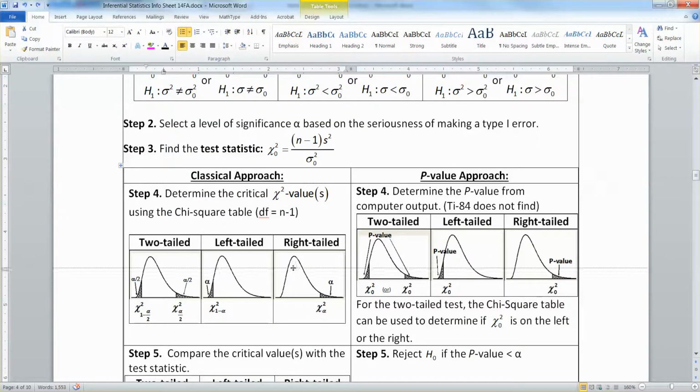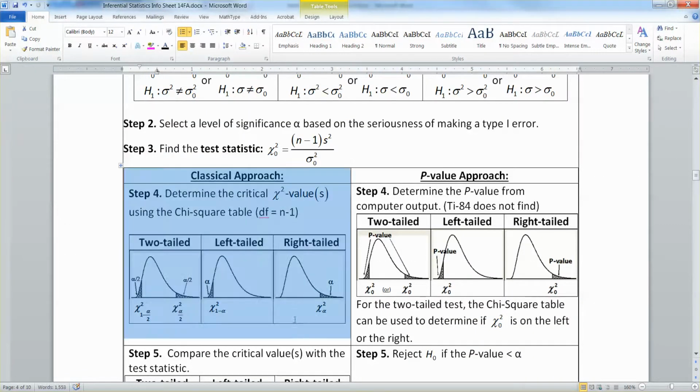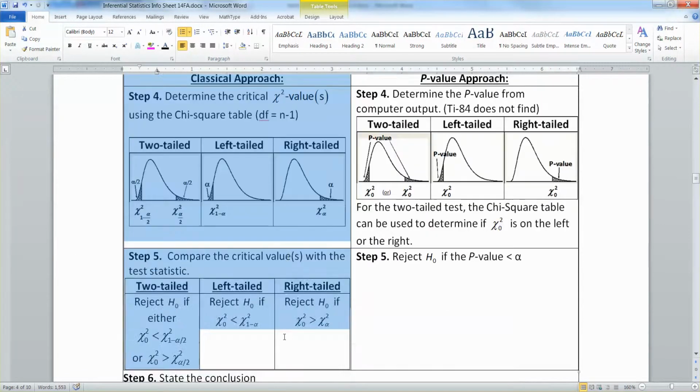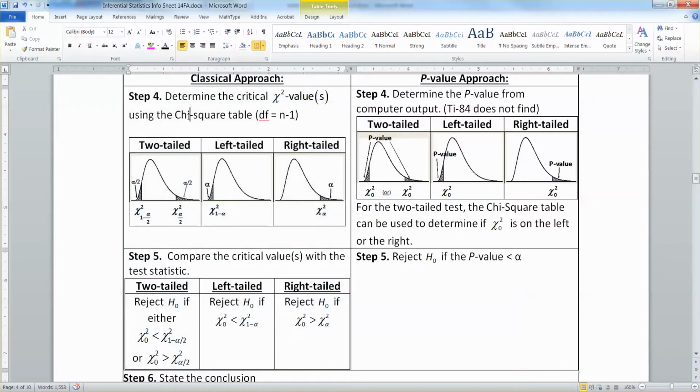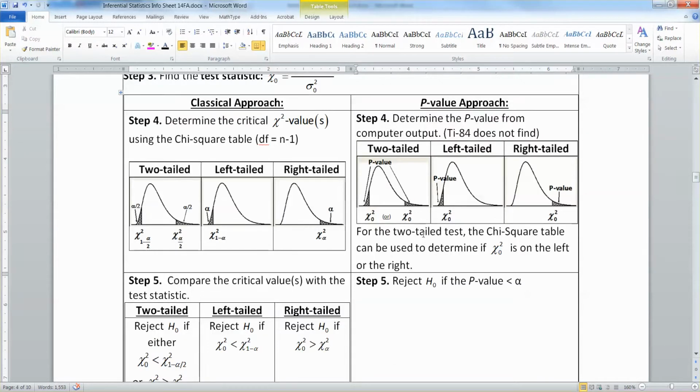This one, remember, is not in the calculator, so you're going to have to do this approach by hand, the classical method, using the chi-square table with n-1 degrees of freedom, or if I give you computer output somehow, then you can use that to figure out where your chi-square stat lands and what your p-value is, excuse me.